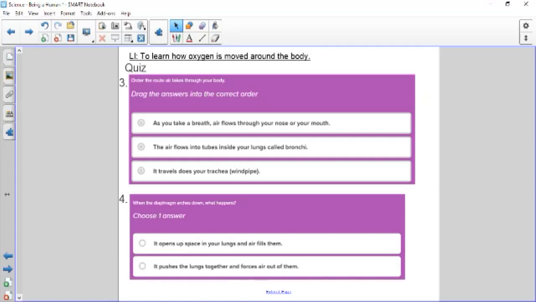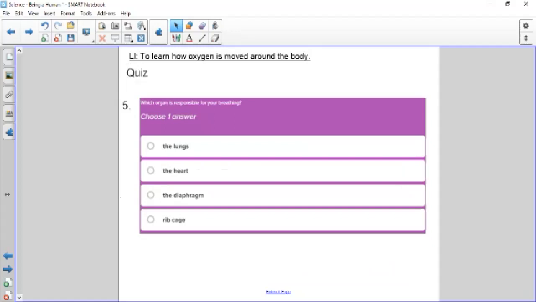Question 4. When the diaphragm arches down, what happens? Please choose one answer. It either opens up space in your lungs and air fills them, or it pushes the lungs together and forces air out of them. And the last question, number 5, which organ is responsible for your breathing? Choose one answer. It can be the lungs, or the heart, or the diaphragm, or the rib cage. So please pause the video now and answer the questions.